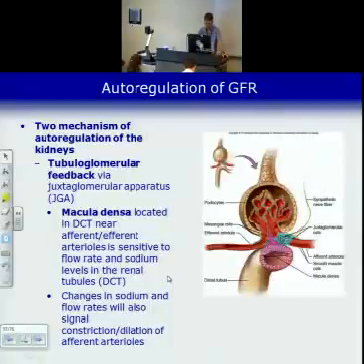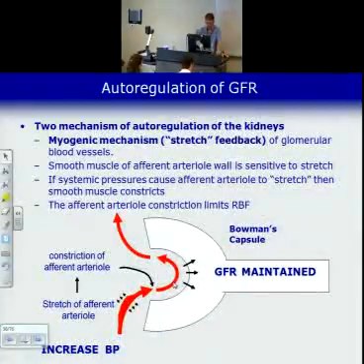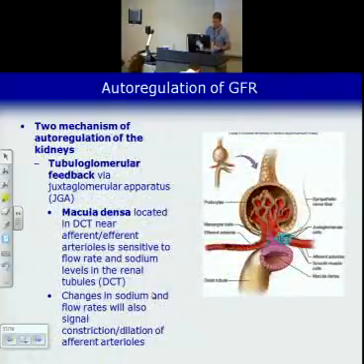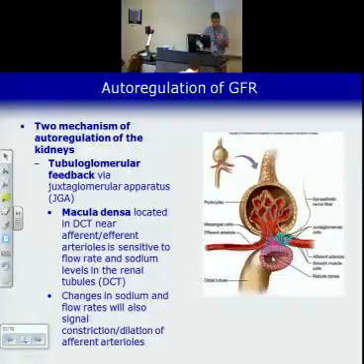And obviously the opposite, if it relaxes too much, you're going to get the reverse as far as dilation goes. So if BP isn't enough, it's going to relax that much more to dilate. All right, so that's just the stretch feedback of the smooth muscle, the blood vessel itself. The other feedback is what's going on in the nephron, and that's that whole macula densa.